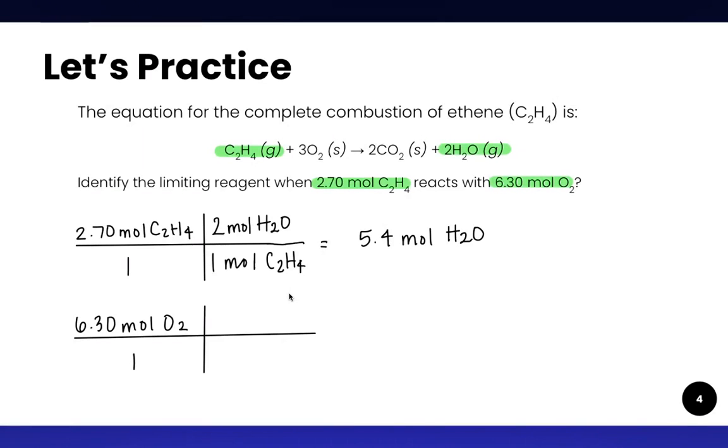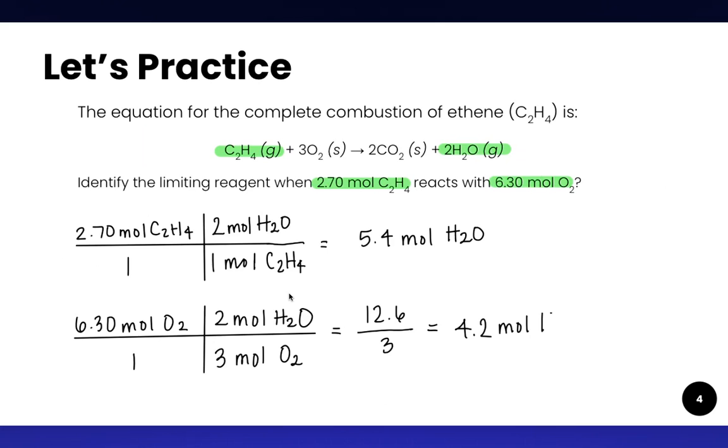Now again, we are already in the unit of moles, so we can just use the molar ratio from the balanced equation as our next step. It takes 3 moles of oxygen to produce 2 moles of water. So that gives us 12.6 on the top and 3 on the bottom, which comes out to 4.2 moles of water. Comparing those two numbers, you can see that oxygen is the limiting reagent.